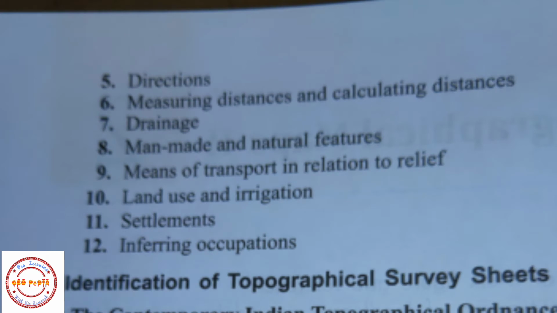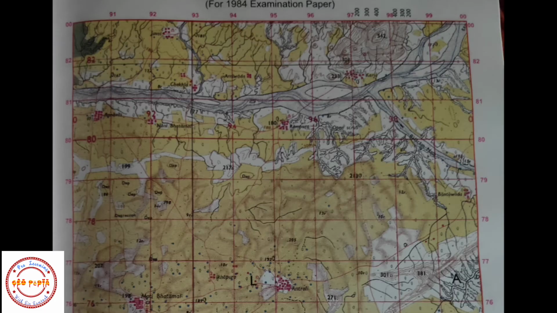Number 7, drainage pattern. Number 8, man-made and natural features. Number 9, means of transport in relation to the relief. Number 10, land use and irrigation. Number 11, settlements. And number 12, the last, inferring occupations. All these concepts we will learn with the help of topographical maps. First, identification of the topographical survey sheets we have already learned, so we will start from point number 2, that is reading the grid reference.